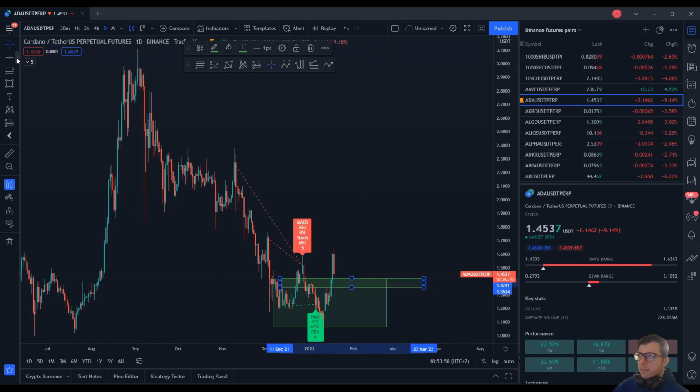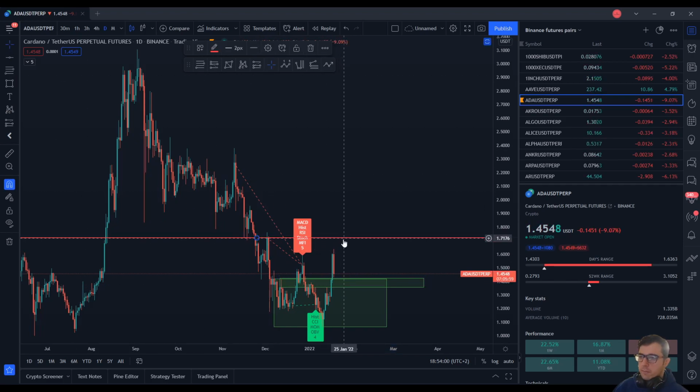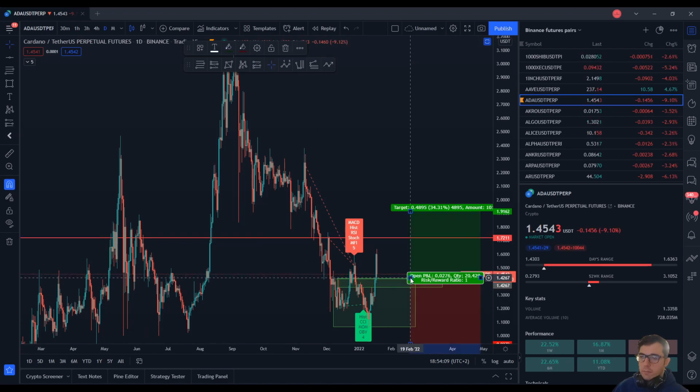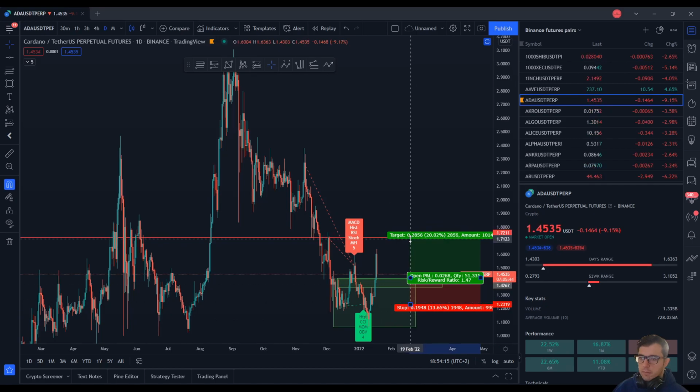So if you're bullish on ADA, you want this price to close above this zone, and your next logical resistance is 1.722. So that's how I see ADA right now. Not very bullish, but really good risk to reward, and as a trader you want some kind of great risk to reward, if you ask me. So this is really nice risk to reward.